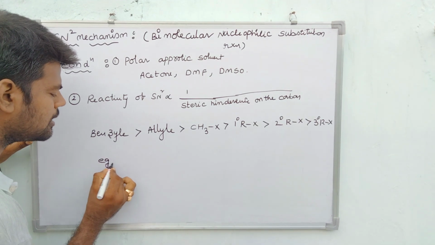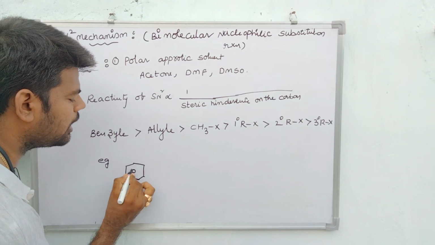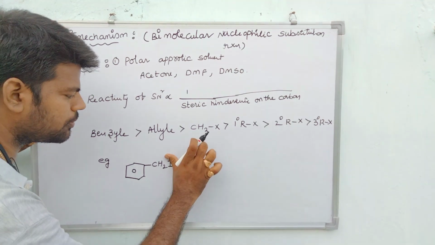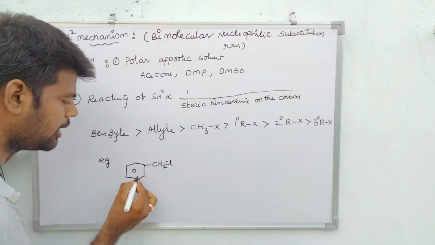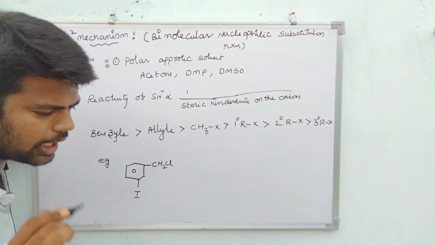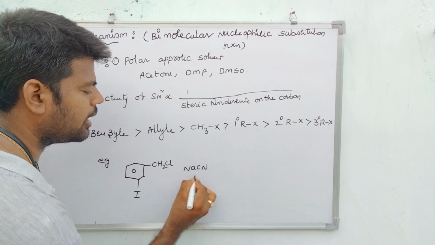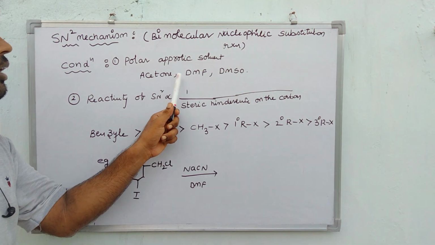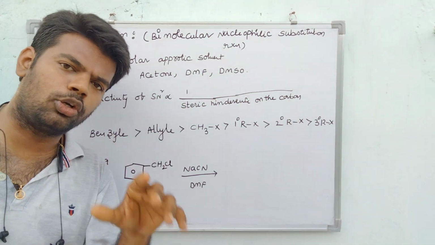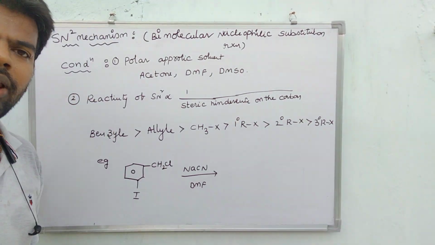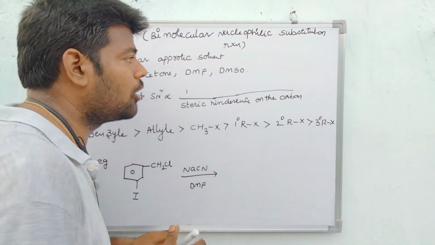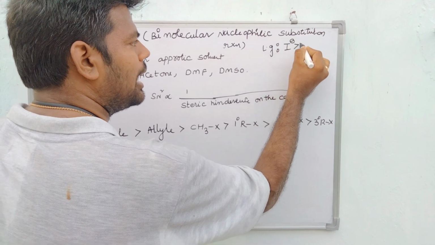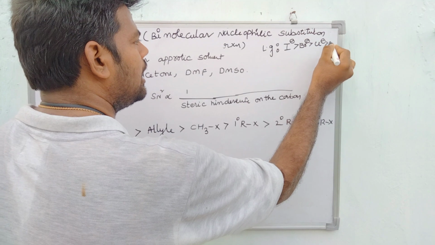To explain this reactivity order, I have taken one simple example. Take a benzene ring with CH2Cl, that is, benzyl chloride, and an iodine on the aromatic ring. If sodium cyanide attacks in the presence of the solvent DMF, a polar aprotic solvent, it undergoes the SN2 mechanism very fast. Now we know the reactivity order of leaving groups: I minus, then Br minus, then Cl minus, and then F minus.